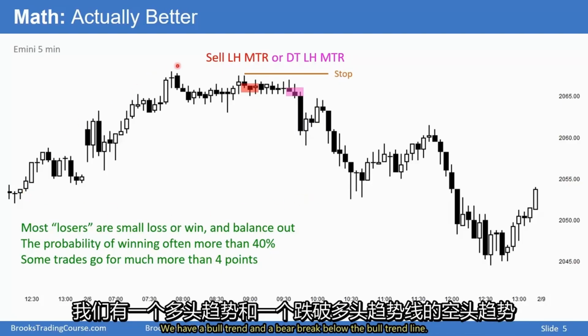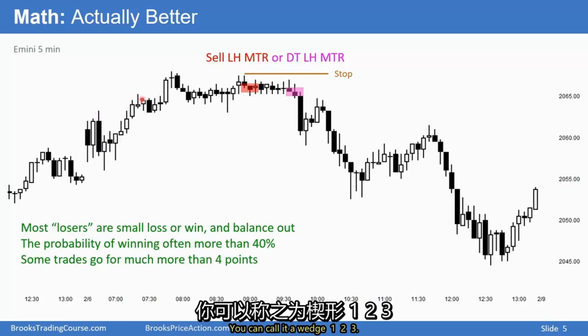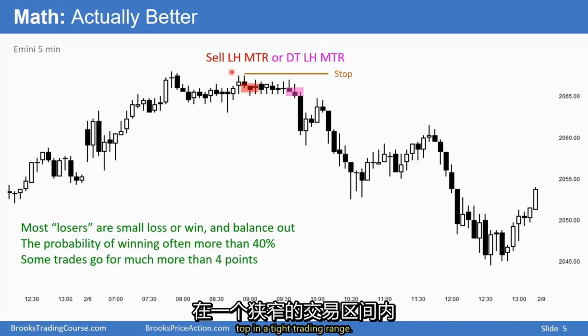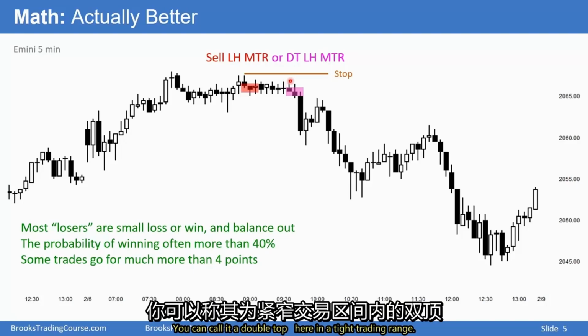We have a bull trend and a bear break below the bull trend line. You can call it a wedge, 1, 2, 3. And you have a small lower high major trend reversal, or you can call it a small double top in a tight trading range. You can call it a double top right here in a tight trading range.